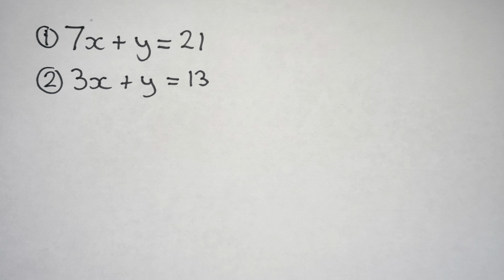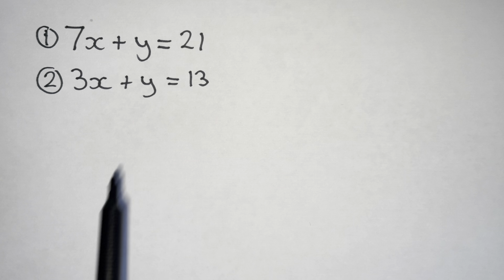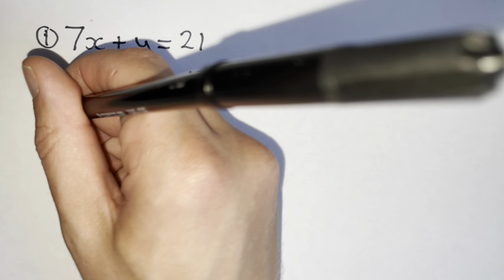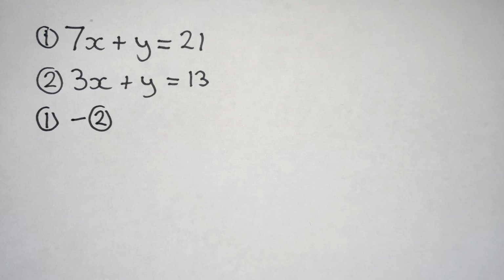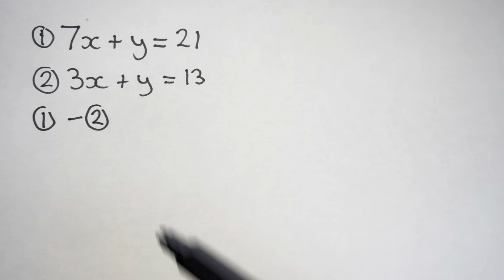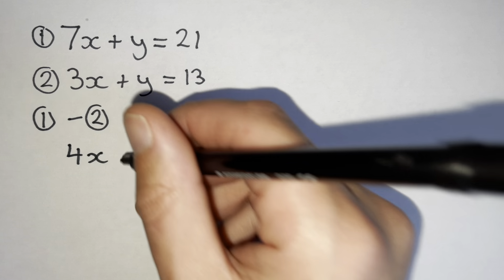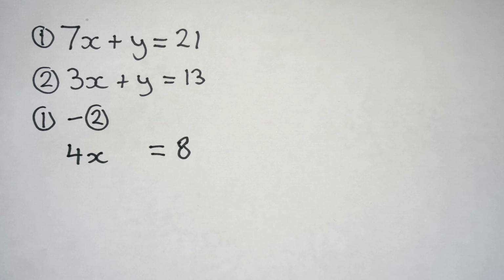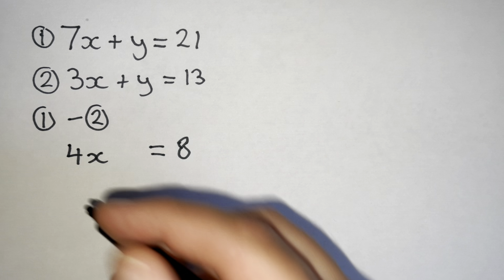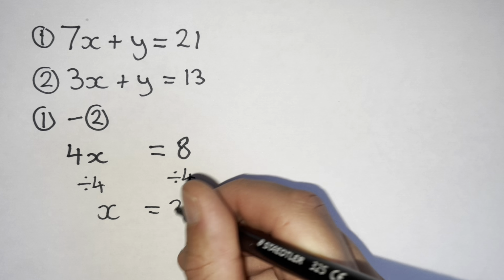Now I need to look for any matches in my two equations. Well, my x terms don't match, but my y terms do. So that means I can do equation 1, subtract equation 2 to eliminate y from my set of equations. If I do equation 1, subtract equation 2, I'm doing 7x, subtract 3x, which is 4x. y subtract y is 0. And 21 subtract 13 is 8. And this gives me an equation I can solve for x. And I can do this by dividing by 4 on both sides. And this gives me x equals 2.